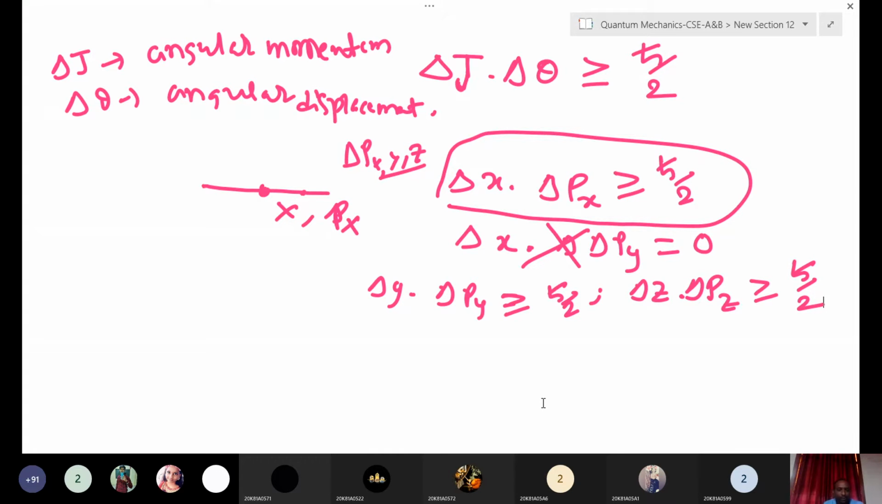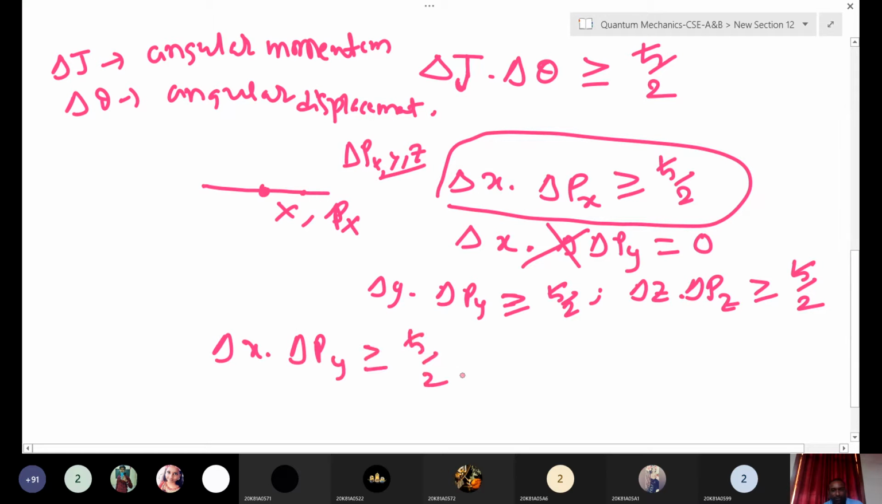Suppose you write delta x and delta py greater than or equal to h cross by 2. That means the particle is going in the x direction, you are finding the position along the x direction, but the momentum you are finding along the y direction. If the particle is going in the x direction, there will not be momentum in the y direction, right?